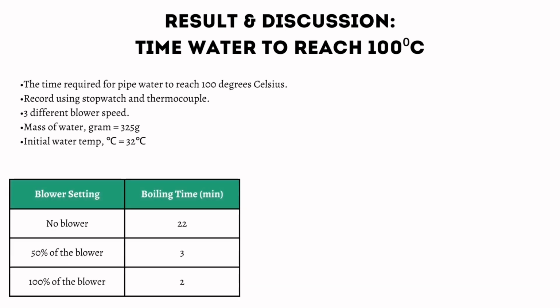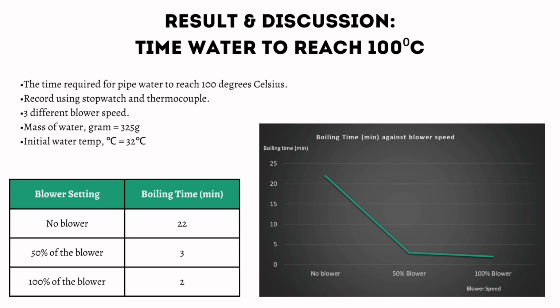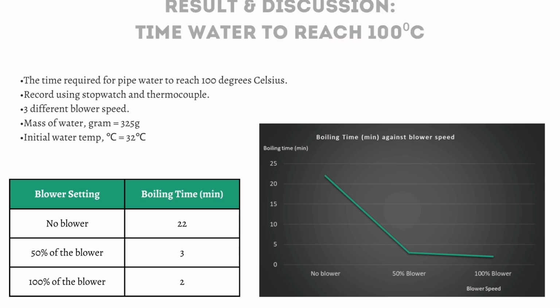For the first blower setting, which is no blower, the boiling time is 22 minutes. For the second blower setting, 50% blower, the boiling time is 3 minutes. And for the last blower setting, which is 100% blower, the boiling time is 2 minutes. As you can see from the graph, as the blower fan speed increases, the boiling time decreases.